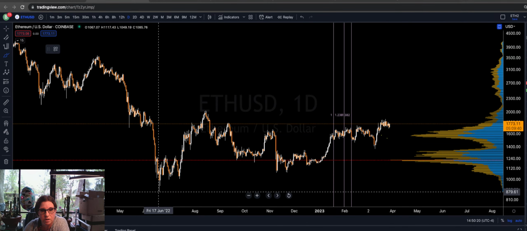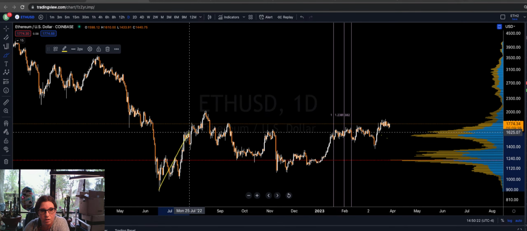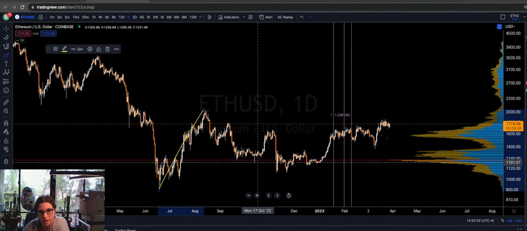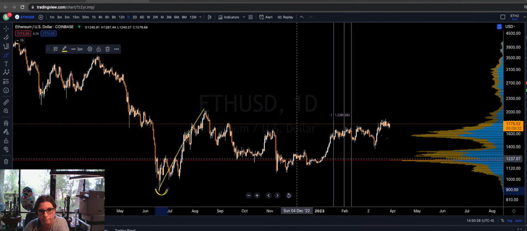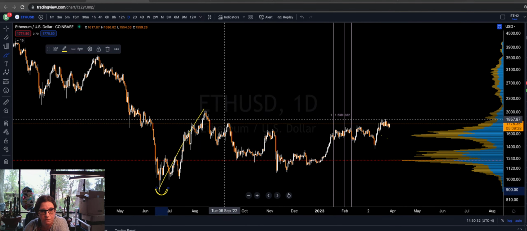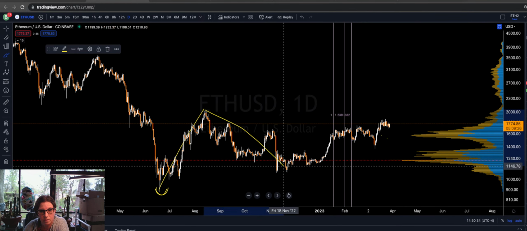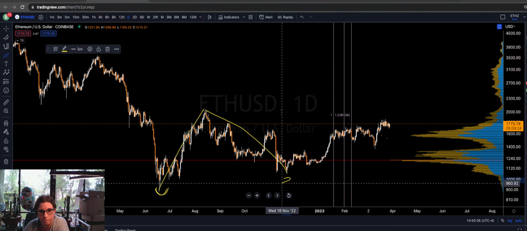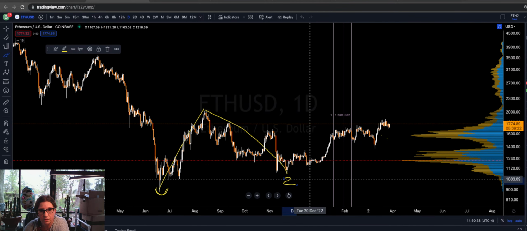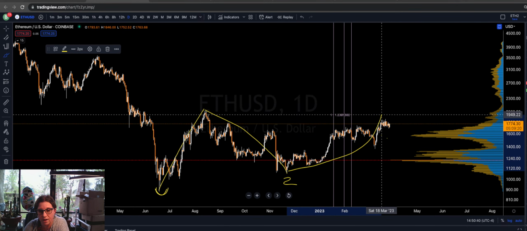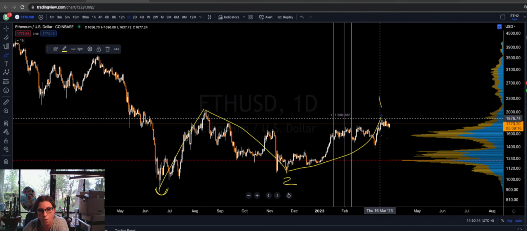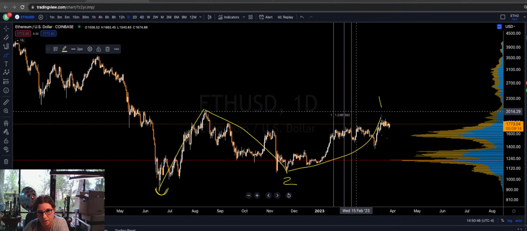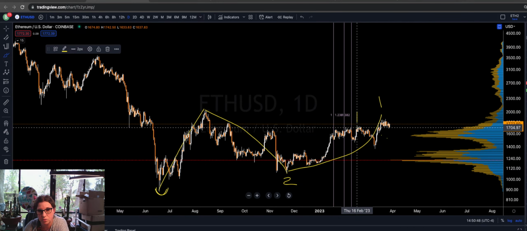So here, if this is a wave one, okay, let's think about it. This is the low on ETH right here, so it's a little different when we think about it. This would have to be a wave two, then this would have to be additional wave one, or wave one to here, and then this would have to be two.